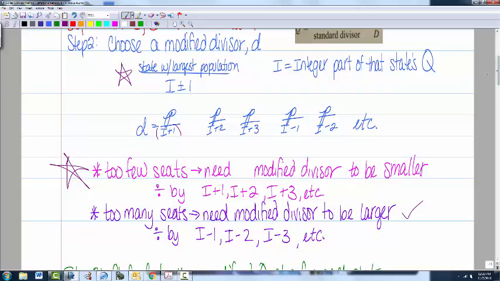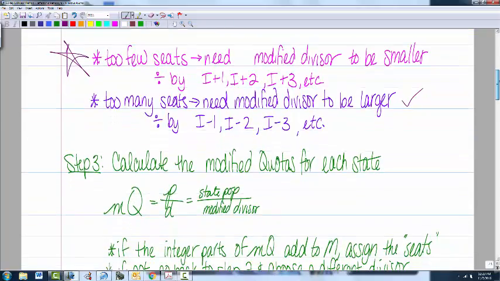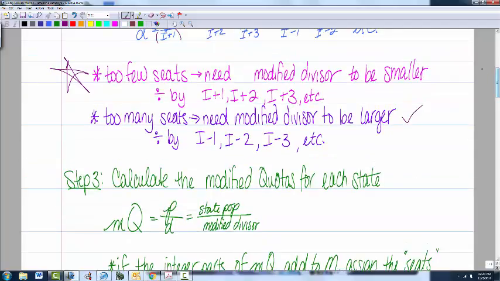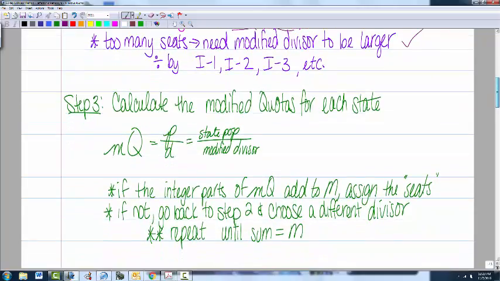Now, if this step does not work, a couple different things could happen. You could be too short again. If you're too short again, then you'd have to divide the largest population by I plus 2. If you're too short again, you'd have to divide by I plus 3 and go on from there. But the best thing that could happen is your first one was short, your next one's too big. Then what you have to do is a modified divisor as an average of the previous two.